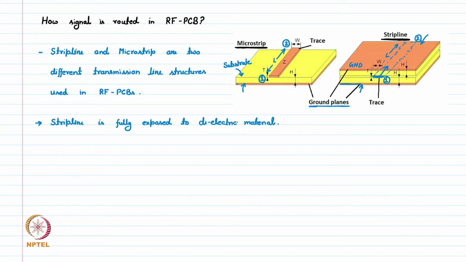Now, if my dielectric material is very lossy, then it will cause higher loss in the signal propagation in strip line, because this strip line is covered by dielectric from all the sides. So, if it is fully exposed and the dielectric material is lossy, then it will face higher loss in the signal propagation. So, the dielectric material properties will have greater influence.